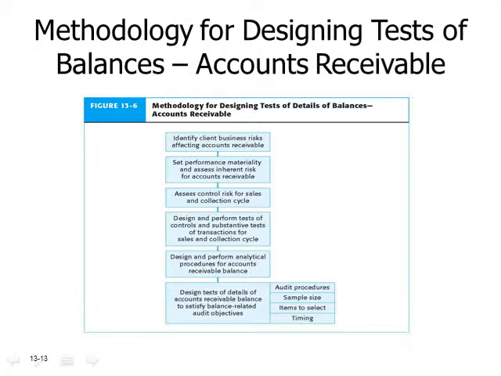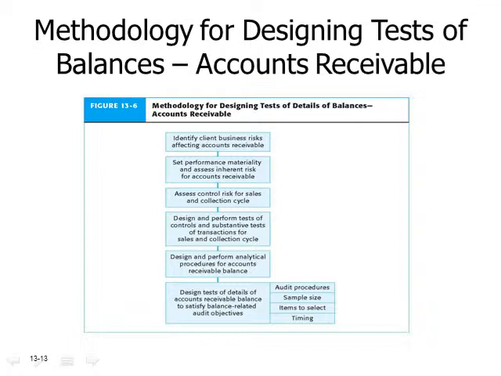We set our performance materiality and assess our inherent risk for accounts receivable. We then assess the control risk for the sales and collection cycle. So are there good controls in place? Are transactions well documented? Are sales well documented? Is there good segregation of duties with respect to accounts receivable and cash collection? These types of tests help us to determine some sort of control assessment. Then we design and perform tests of the controls and substantive tests of transactions for the sales and collection cycle.